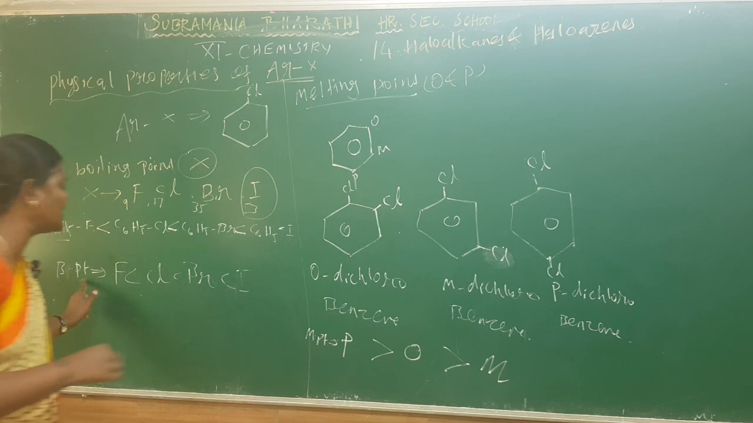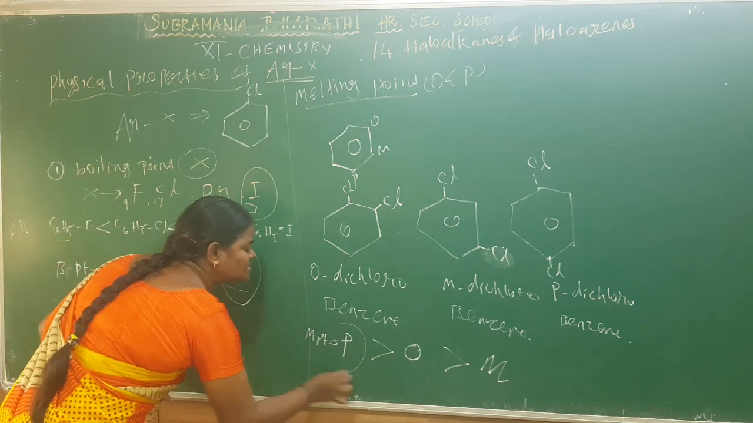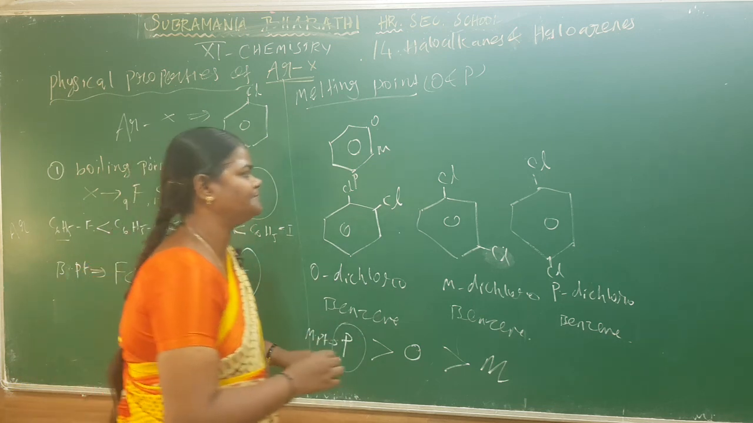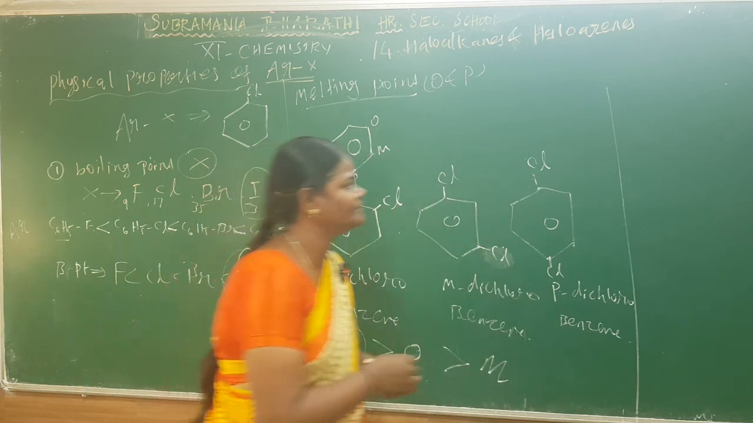But boiling point I can write in an increasing order. Iodine has more boiling point, and the more stable, higher melting point is the para position. Let us see here. The next property is solubility.